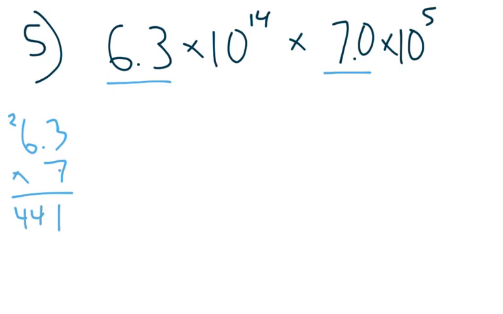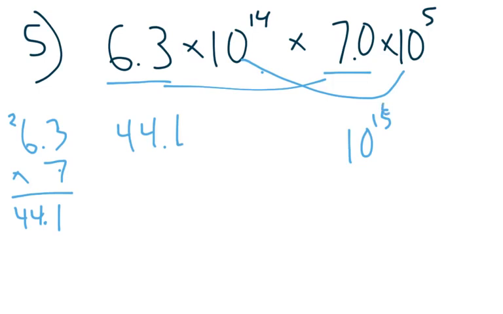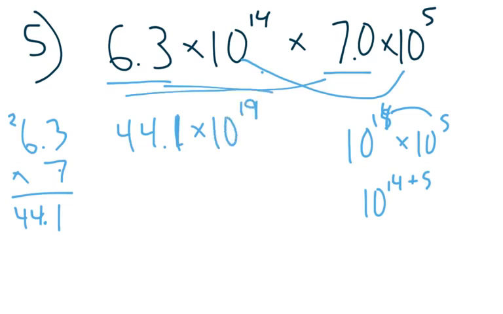And so what we're going to end up getting is 44.1. I'm going to check that on the calculator. 6.3 times 7. All right, I feel good about that. Cool. Okay. That goes here, 44.1. Now, as for this, these guys get to play together, and we're going to use rules of exponents. 10 to the 14th times 10 to the 5th, we add our exponents. So 10 to the 14th plus 5 gives us 10 to the 19th. And there's our final answer.